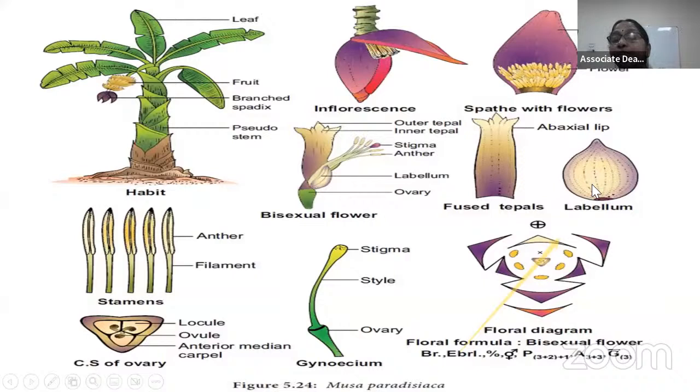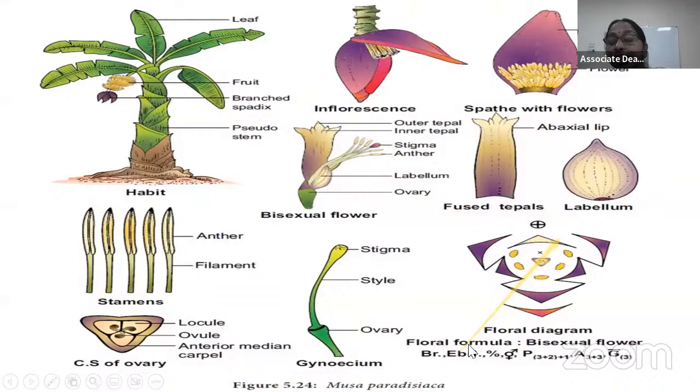The labellum is generally used for attracting insects and helps in pollination in most flower crops. And here you can see the stamens portion. I need not tell you, it is all from your intermediate level itself. You will know that the stamen has the filament and also the anthers. Here you can see the trilocular ovary, and the 3 carpels also. And this is the floral diagram of these bisexual flowers.